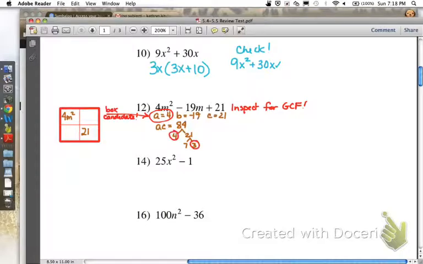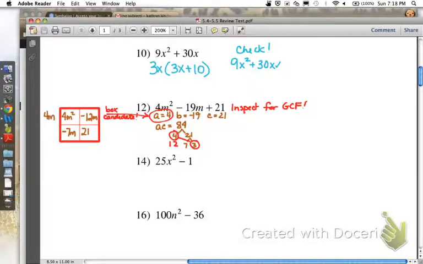For example, I see a 12 and a 7. And 12 and 7, if I negate them, both equal negative 19. Now what I'm going to do is put the negative 12m and the negative 7m into the box. You can see now I have an area of a box. All of those terms add up to the original.